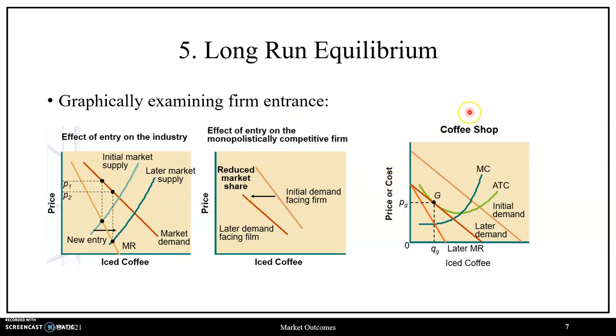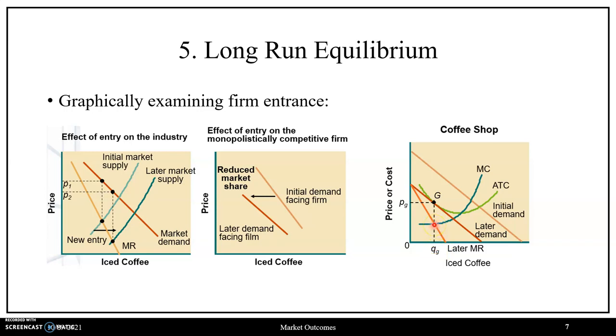When we begin looking at this effect at our individual coffee shop, we have our initial U-shaped average total cost curve and our upward sloping marginal cost curve as before, as well as our initial downward sloping demand curve for this individual coffee shop's iced coffee. Now we're considering the leftward shift in the demand curve they face due to the rightward shift in market supply. This generates a new marginal revenue curve that's strictly below our new demand curve for this coffee shop's iced coffee.